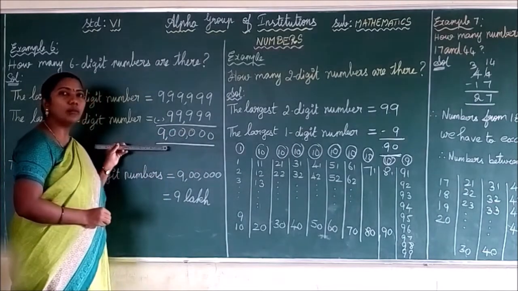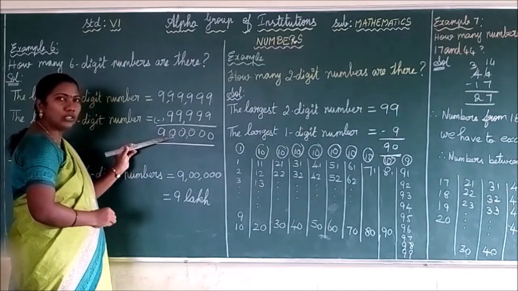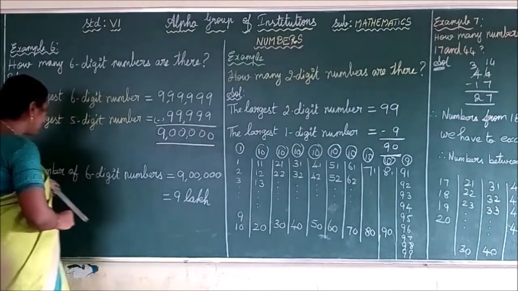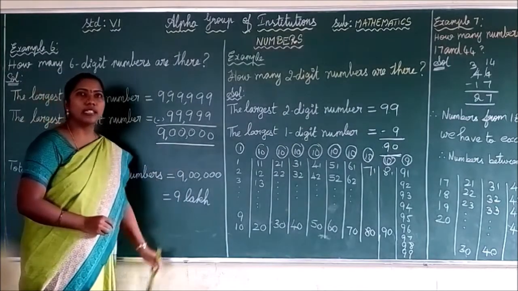How do you read this number, children? Ones, tens, 100, 1000, 10,000. Next, lakhs. Thus, this number is 9 lakhs. Thus, the total number of 6 digit numbers is 9 lakhs. It's clear, children?